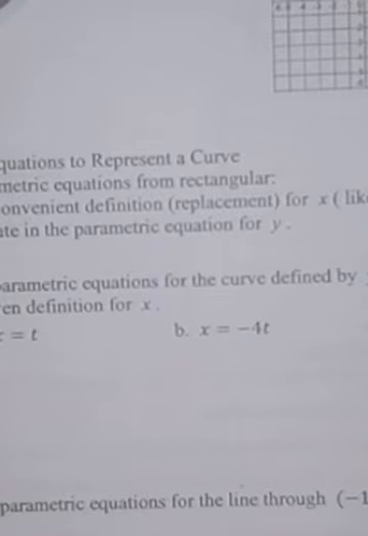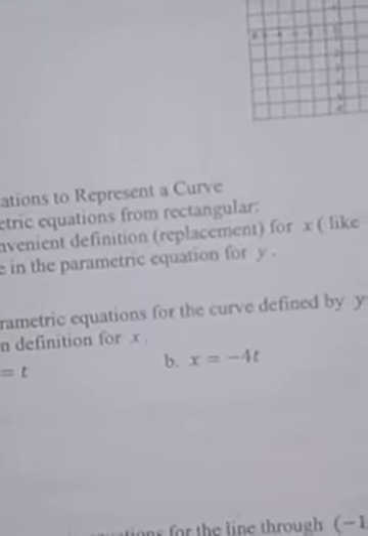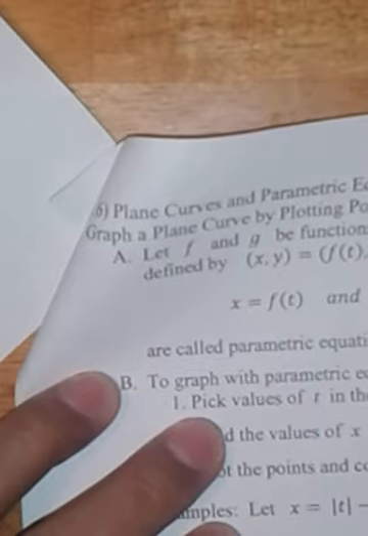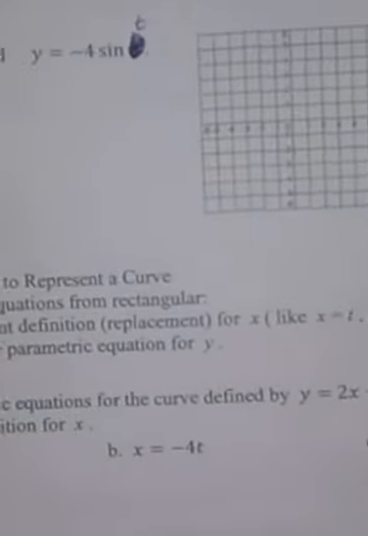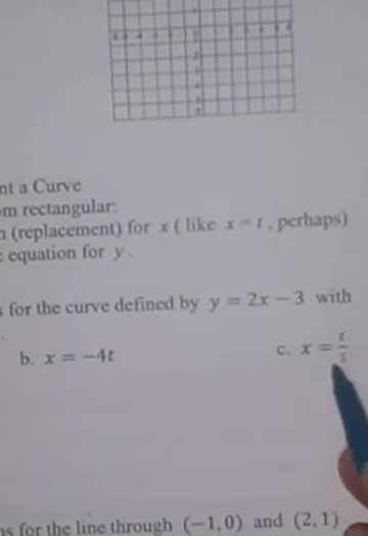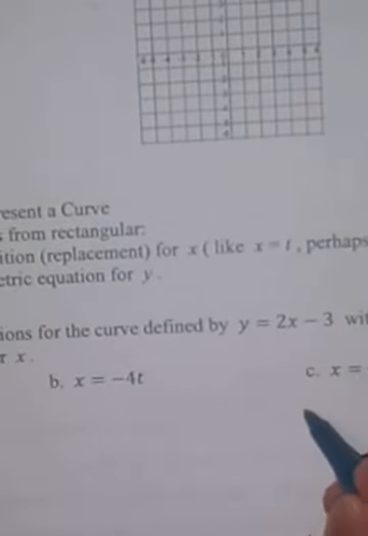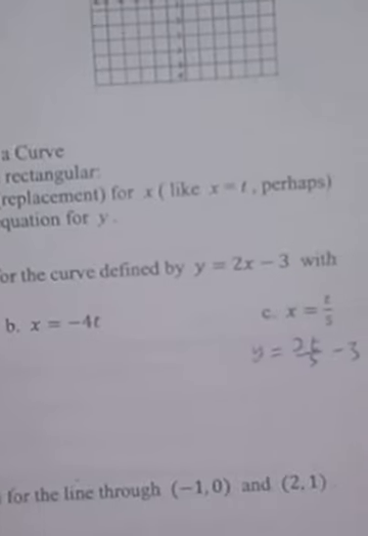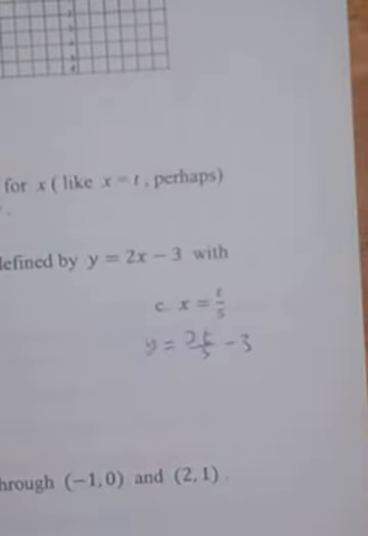So if we replace x with t over 5, notice that when we say x equals t over 5, that's like saying x equals f of t. Right? So f of t is t over 5. And then y, in terms of t, will be g of t. So we just replace the x with t over 5. So y will be 2 times t over 5 minus 3. Okay?